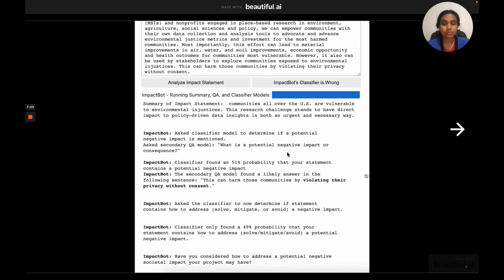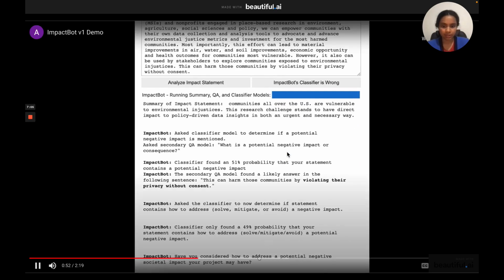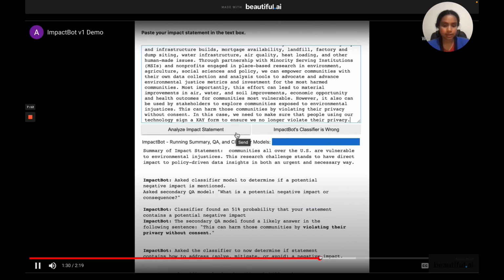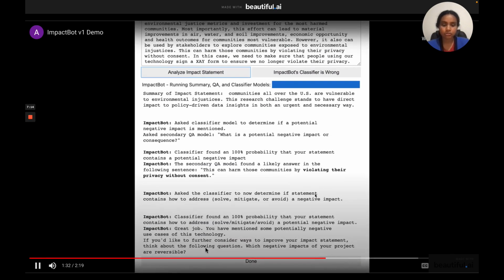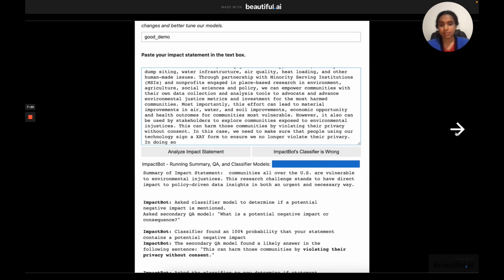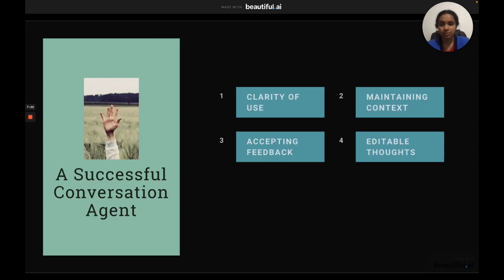Now they've addressed a negative impact, but they still haven't added any edits for a mitigation strategy. ImpactBot makes this clear. So they're given the opportunity to once again rewrite it, at which point they'll see that they've found a 100% probability of both correctly, and they're given the opportunity to think about a deeper question, for which the user starts to write more in the impact statement, just so that they can think about those deeper questions.